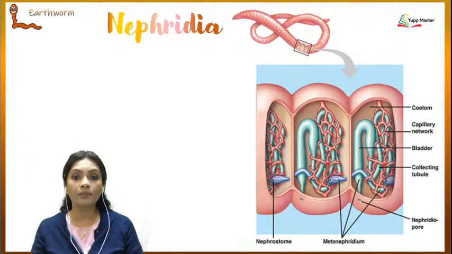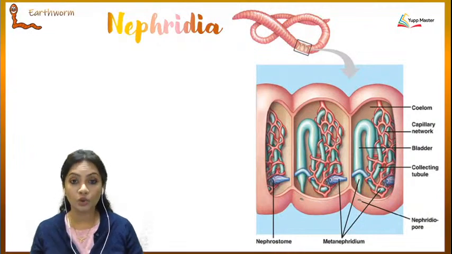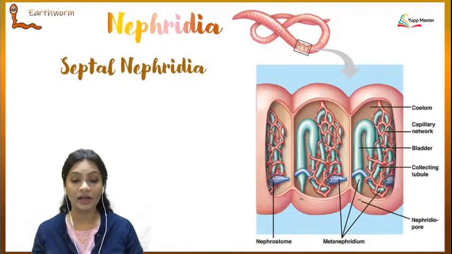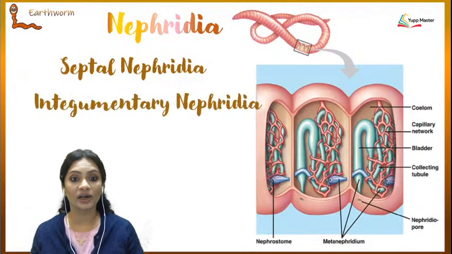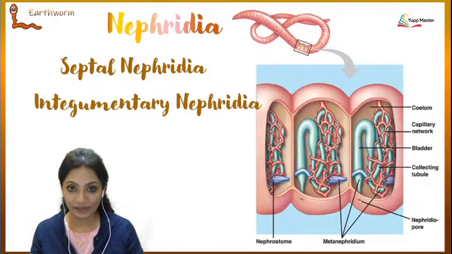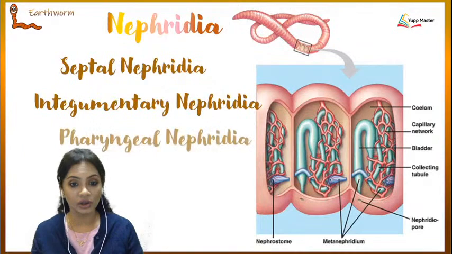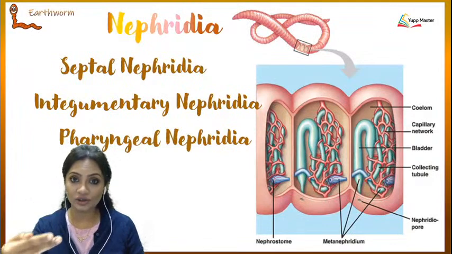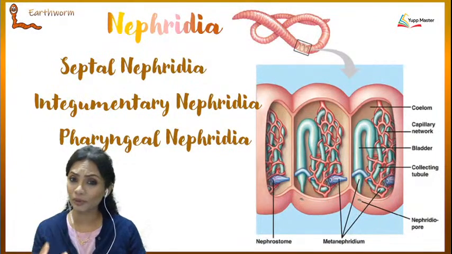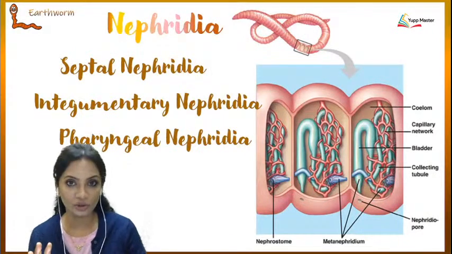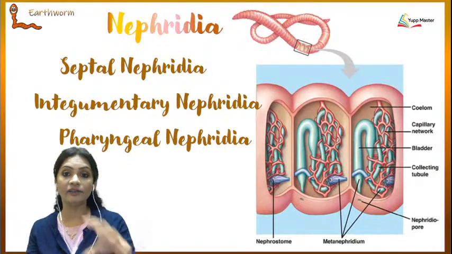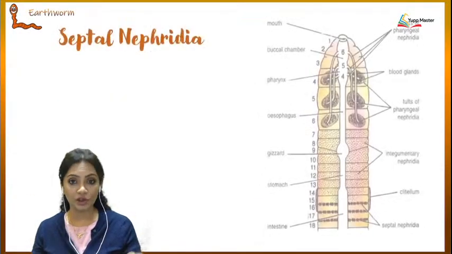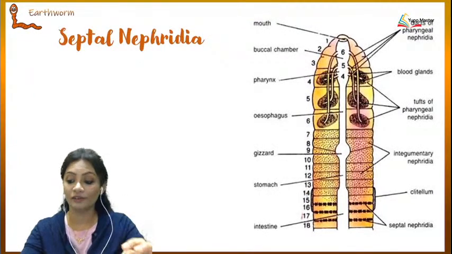Now, we see that in the body of the earthworm, there are a total of 3 types of nephridia. Which are they? First is called the septal nephridia. Second is called the integumentary nephridia. Integument means skin. And third is called the pharyngeal nephridia. So, septal, integumentary and pharyngeal. These are very important parts of the excretory system. What we'll do is, first we'll study them individually and then we will do a comparison of them. Okay, so let's begin.